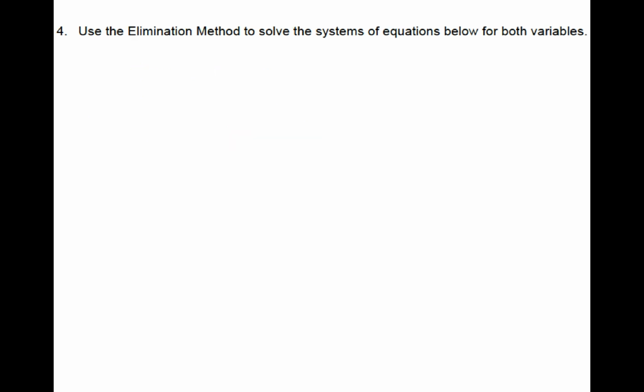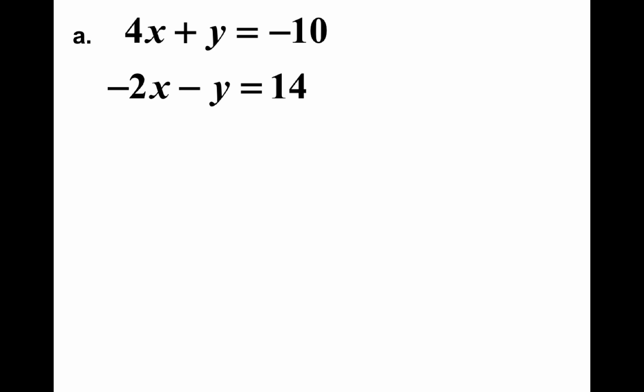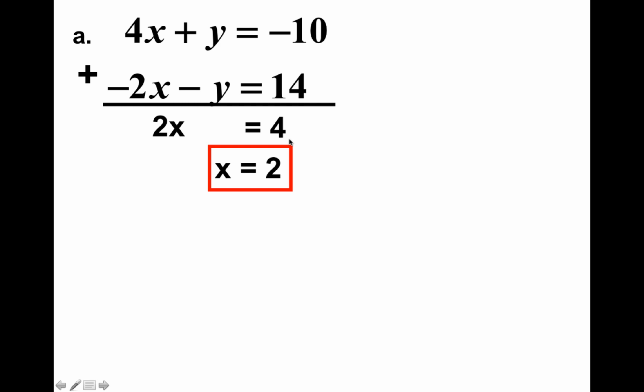The last way to solve systems is using the elimination method. Notice in all of these examples, the x and the y variables are lined up. So in this example, notice how the y and negative y are going to cancel when I add these two equations. So that's what I'm going to do. 4x plus a negative 2x is 2x. Y and negative y cancel. That should equal negative 10 plus 14, which is 4. So to get x by itself, you divide by 2 and get x equals 2.